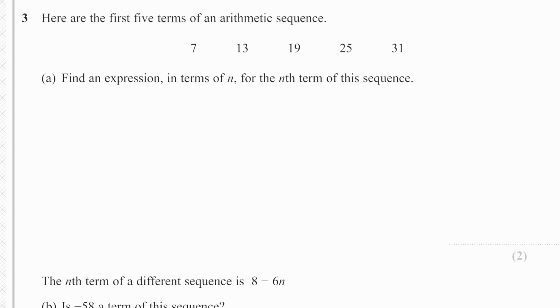So the best way to do this is if you look at the jumps between each of our numbers in our sequence, you'll notice that the jump each time is 6. And so you can start off with 6n. And then when n equals 1, then you should get 7. So you need to add 1 to this. And then you can check that that pattern works for all of them.